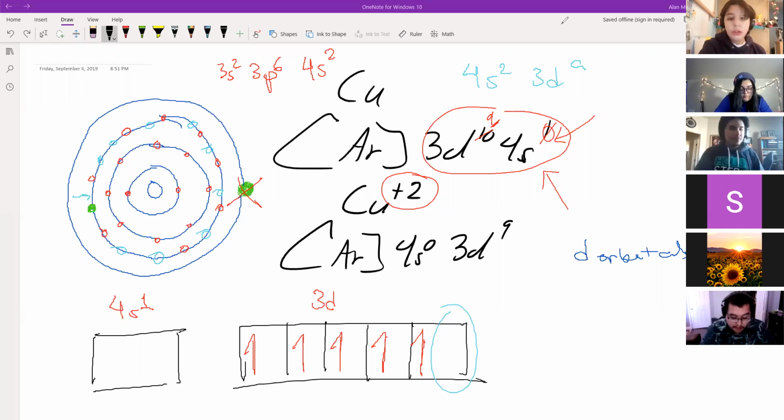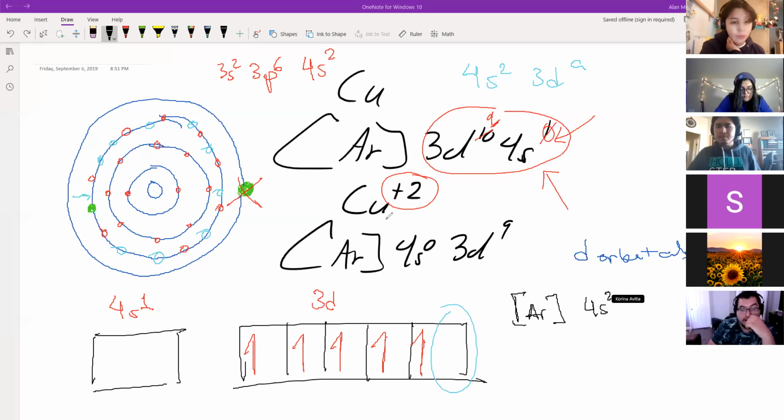And for example, chromium, how many electrons does chromium have? What would be the shorthand configuration for chromium? Argon, 4s2, 3d4. Yeah, you guys would think that, right? That it's 3d4, but let's draw it in the orbital box diagrams. So we have 4s2, 3d4.